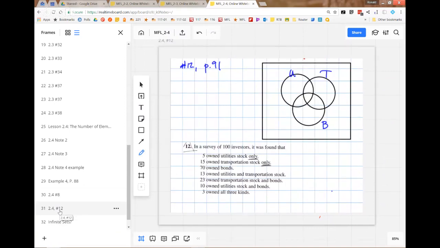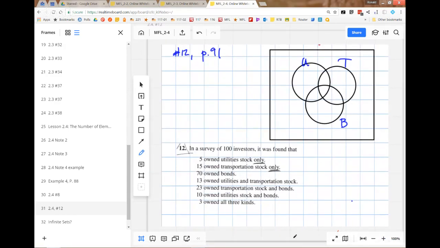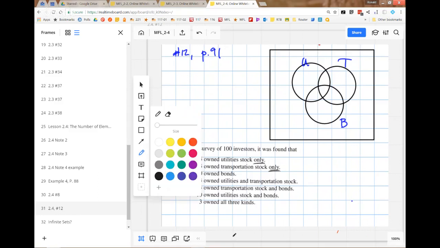Okay. I don't know. Let's see how we're doing here. We're on 41. I think we have time for this. All right, let's do one more example and try to really get into this. So this is investors. And we've got 3 categories: utilities, transportation, and bonds. So I have made 3 circles: U for utilities, T for transportation, and B for bonds. Okay. We've got 100 people who invested money. That's what this says right here.